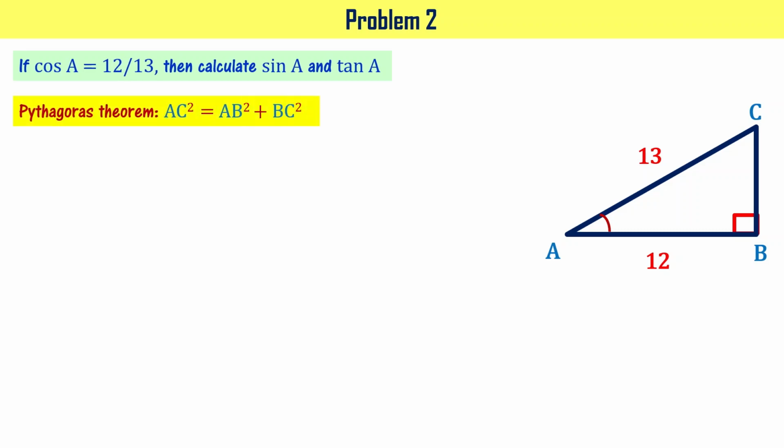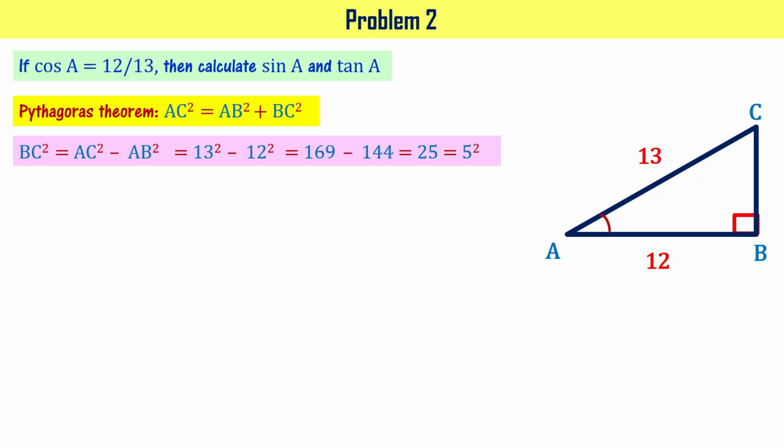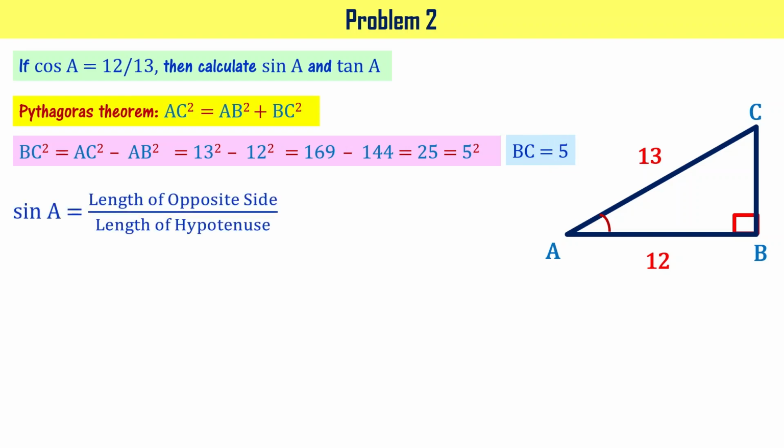We know from Pythagoras theorem we can get the third side, or the unknown side, of the right triangle. When you substitute values of AB and AC into the equation, you get BC square equal to 5 square. It means BC equal to 5, right? Let's recall sin A, that is defined as length of opposite side by length of hypotenuse. It means sin A equal to BC by AC, that is 5 by 13.